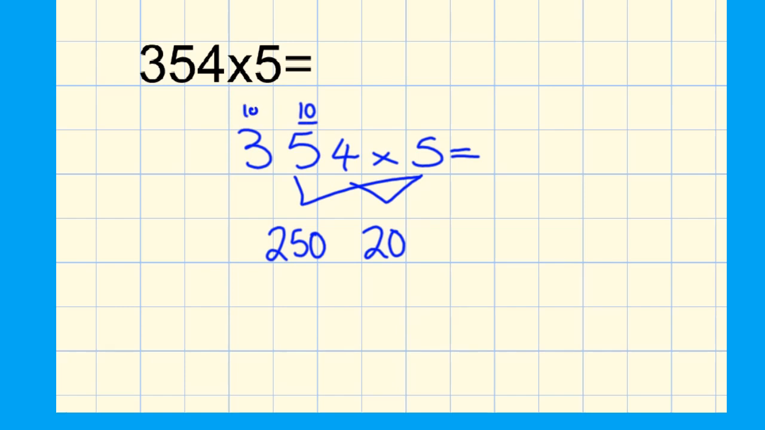And then we go to our hundreds here. So 5 lots of 300, so 5 threes are 15, we're multiplying it by 100, so that's 1,500. We then add together our final totals. So we have 1,500, 250 plus the 20, which is 1,770.